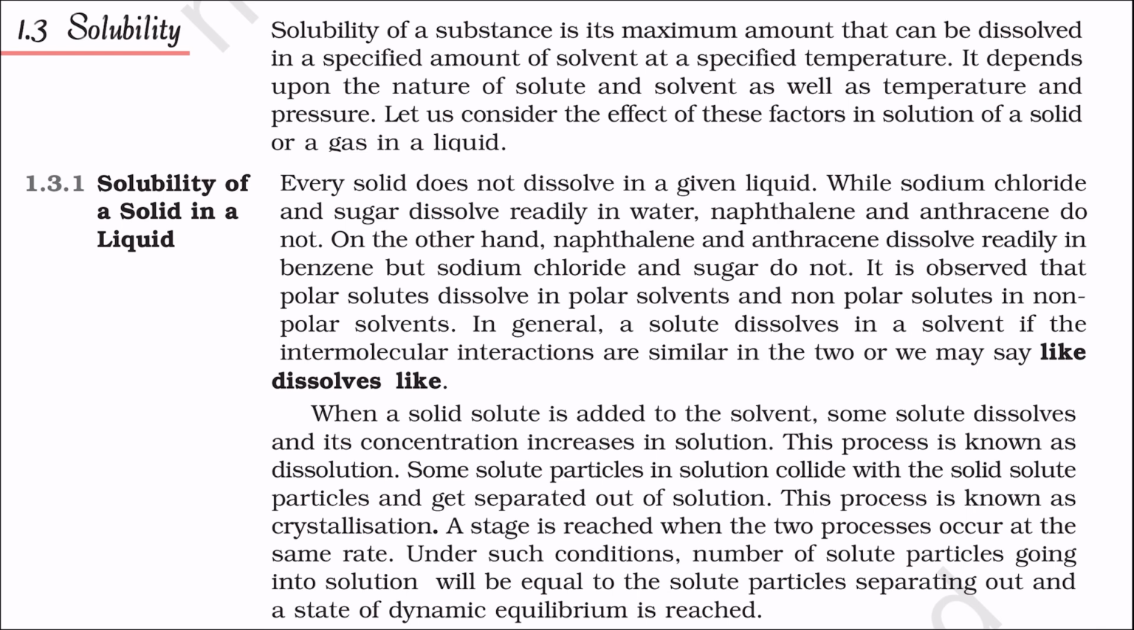What is solubility? Solubility of a substance is the maximum amount of solute which can be dissolved in a specified amount of solvent at a given temperature. The maximum amount of solute that can be dissolved in a specified amount of solvent at a given temperature is called solubility. It depends upon the nature of the solute and solvent as well as on temperature and pressure.